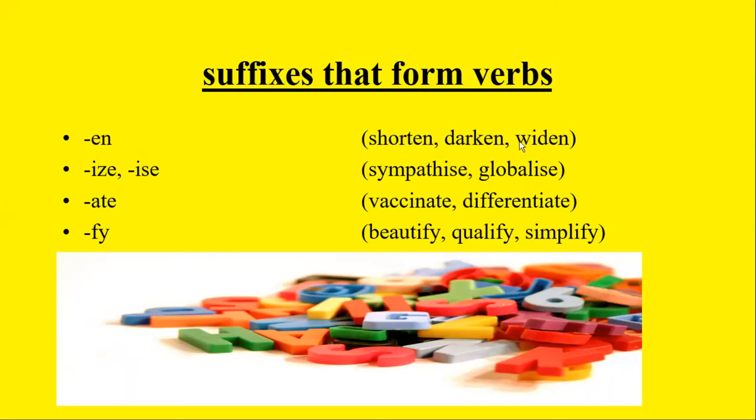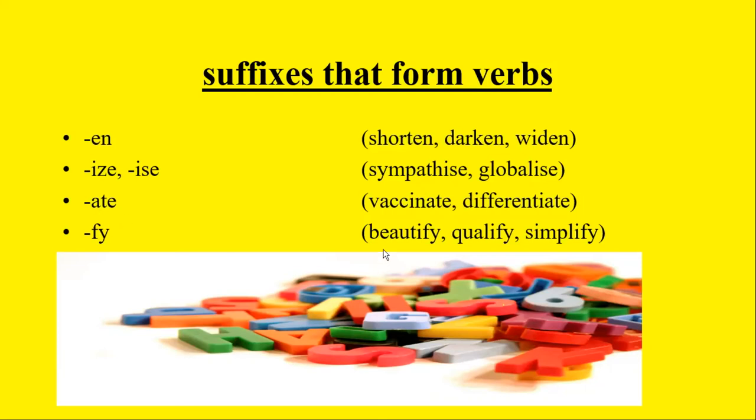Then ise. This is a matter of varieties. Whether you have to use ise or ize is not just a matter; both are correct. Ise is the British variety while ize is the American variety. In Sri Lanka both forms are acceptable. Sympathy, sympathize. Globe, global, globalize.